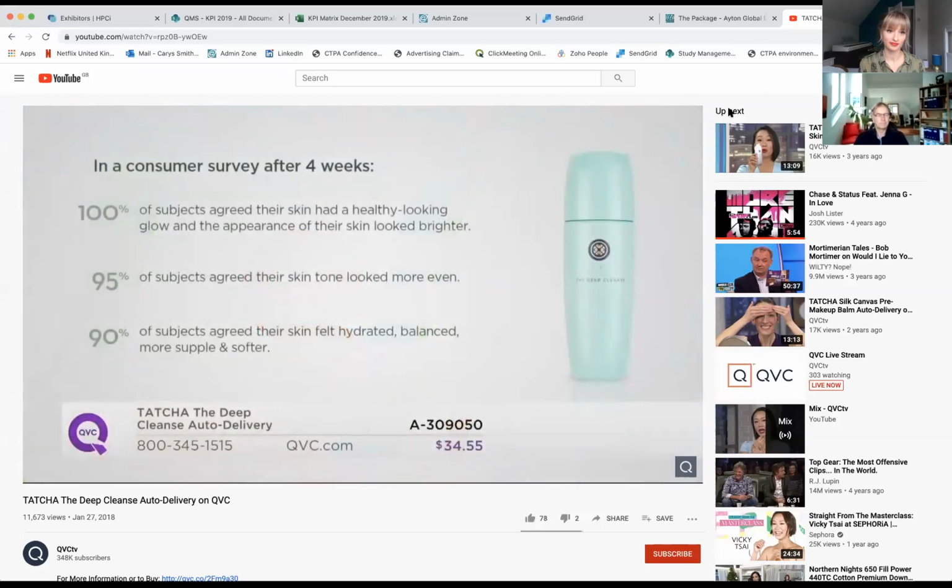After 4 weeks, every single woman said that their skin had a healthy glow and that the appearance of their skin was brighter. That's what exfoliation does for you. 95% said that the skin tone was more even, and 90% said that their skin felt hydrated, balanced, supple. So the press is talking about this.